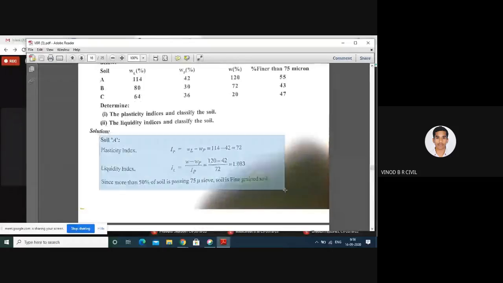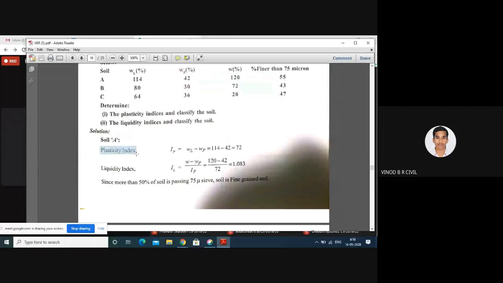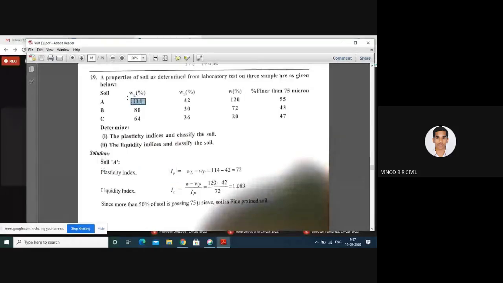First one is soil A. For soil A, the plasticity index, denoted by IP, is equal to liquid limit, that is 114 given in the problem, minus plastic limit 42 given in the problem. 114 minus 42 is 72. 72 is the plasticity index.